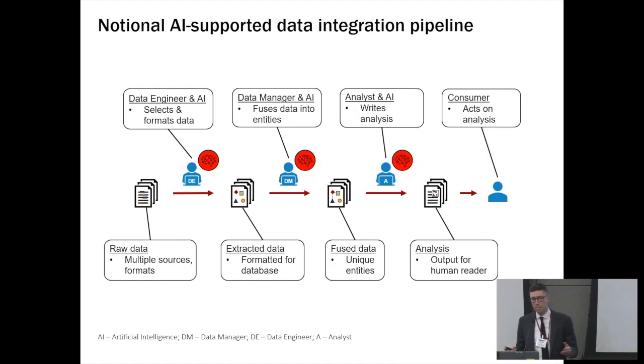Okay, so if that's Google Maps as an example, this is kind of the notional framework, the more general framework I'm going to be using for talking about AI-supported data integration systems. It has a lot of the same components as the Google Maps example, so you're still starting with raw data. You have to extract the important elements of that data and format it for a database. You're going to fuse it according to the underlying entities, like IDA or the Pentagon, that it belongs to. And then you're going to produce an analysis.